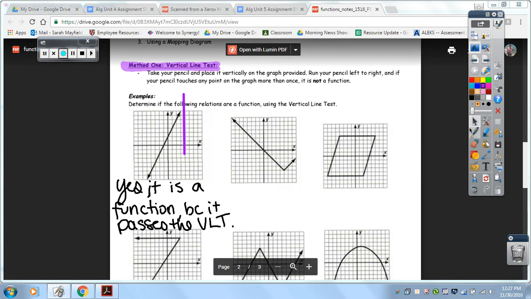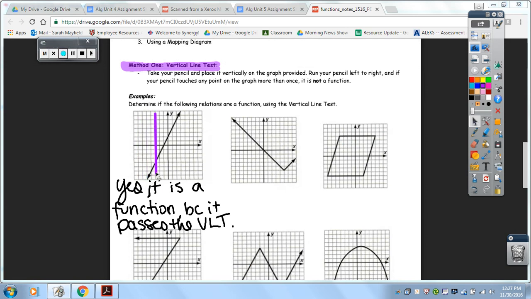Okay? That's what it means if something is a function. This purple pencil can only ever touch my line in one spot at a time. If it ever touches in more than one spot at a time, I did something wrong. It's not a function. Okay?